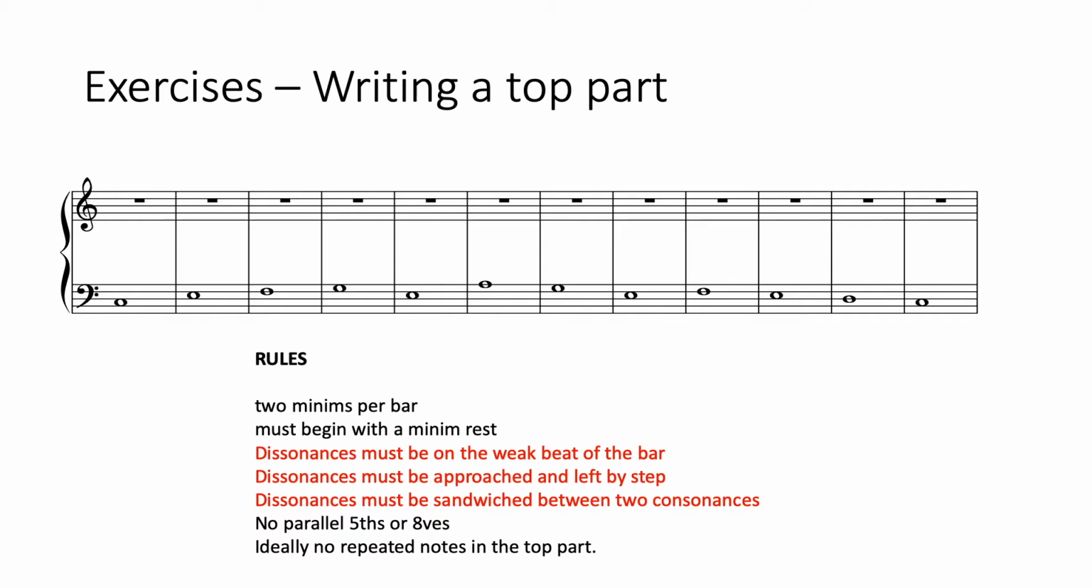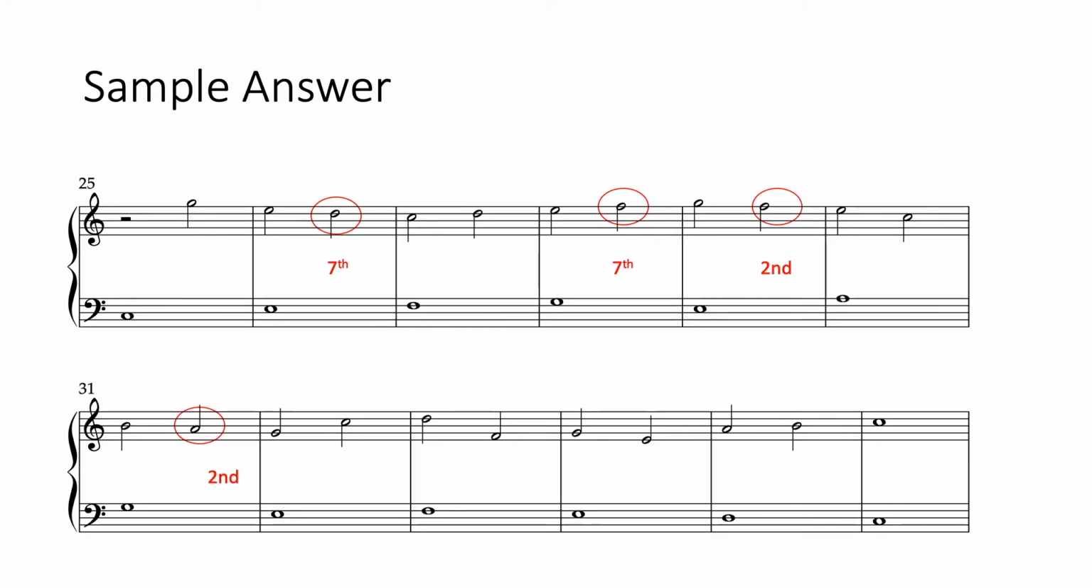So what you might want to do now is have a go at writing a response to a second species exercise. I've given you the bottom part here, and here you'd be writing the top part using the rules at the bottom of the screen. You might want to pause the video here and give that a try, and then we'll go through a sample answer. Okay, cool. So hopefully that was fine. I've popped a sample answer up on the screen, and I might just play it through at the piano so you can see what it sounds like.